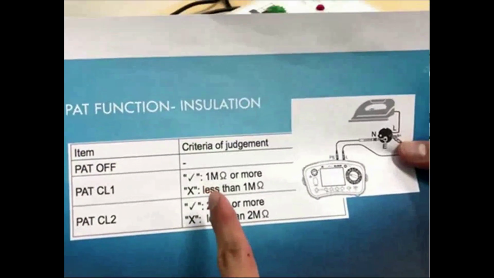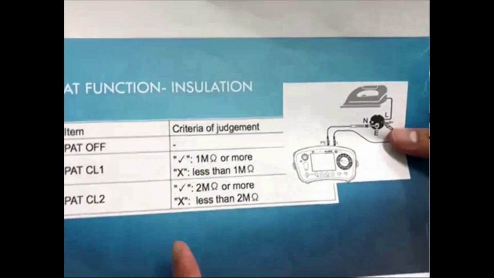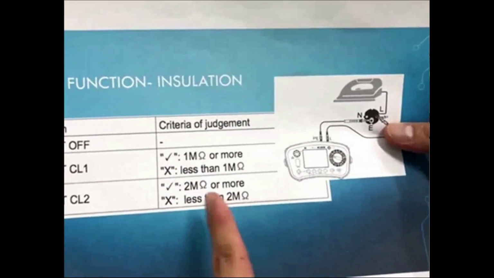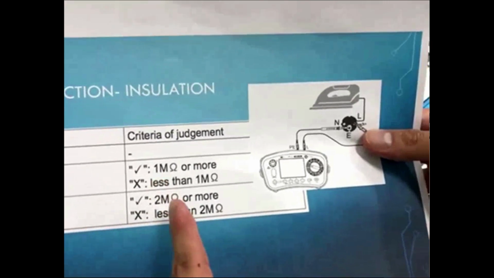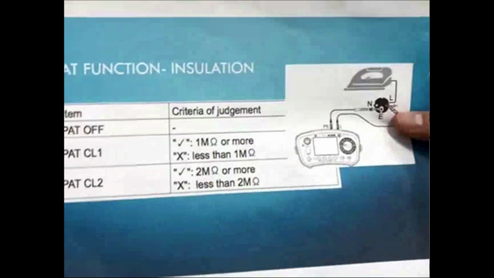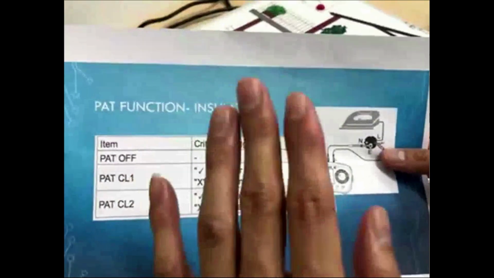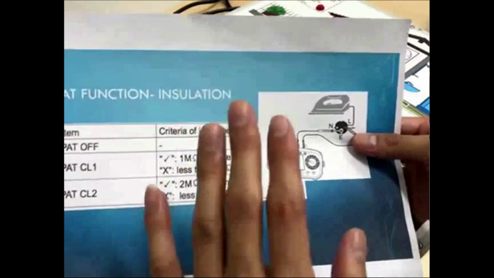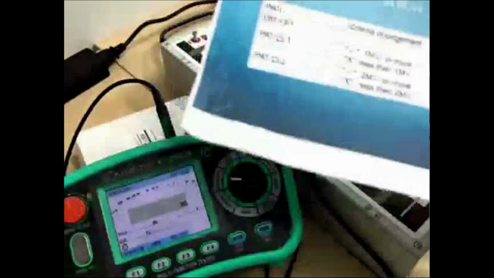So PAT class 1. When you set to PAT class 1, at 1 mega ohm or more, it will show you a correct mark. And class 2, 2 mega ohm or more, it will show you a correct mark. Other than that, less than 1 mega ohm, no correct mark. So if correct mark, your appliance is safe to use. The insulator in your appliance is safe to use. The design is safe. Okay, understand?